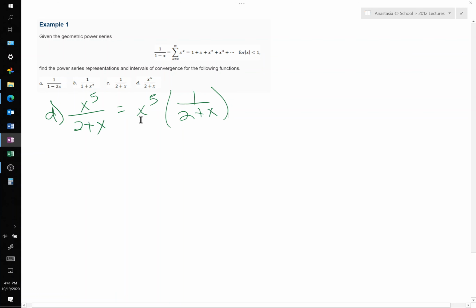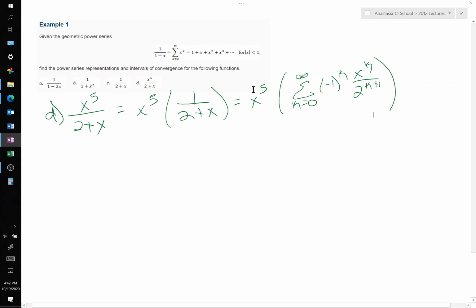So in other words, in part D, we simply have an x to the fifth times the function that we had in part C. Well, multiplying by a power of x is one of those algebraic manipulations that we can do. So we're going to multiply our power series representation for 1 over 2 plus x times x to the fifth. This is equal to x to the fifth times the sum that we had from part C: the sum from k equals 0 to infinity of negative 1 to the k, x to the k, all over 2 to the k plus 1. That was one of the formulations. If you used one of the other formulations, that would be fine as well.